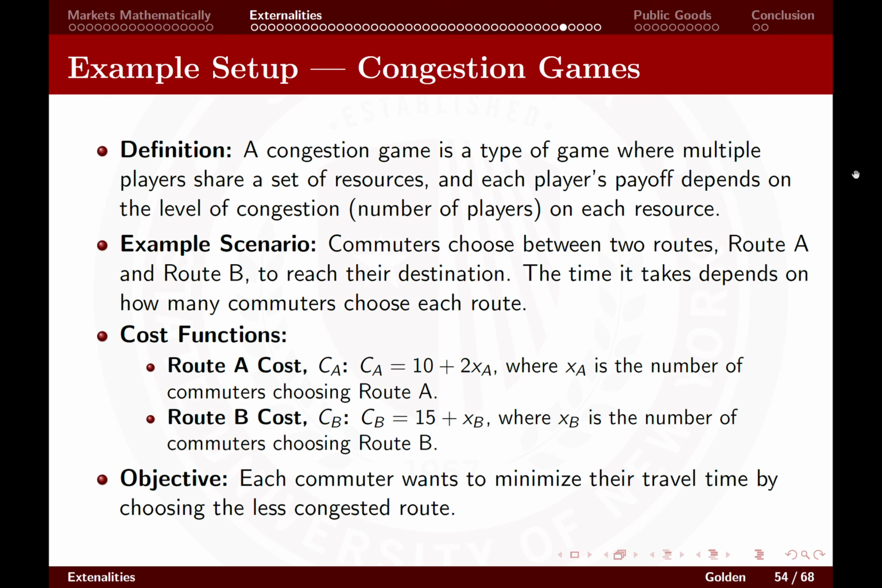Congestion game is a type of game where multiple players share a set of resources, and each player's payoff depends on the level of congestion on each resource. So think about two commuters choosing between two routes, or many commuters choosing between two routes, route A and route B, to reach their destination. Depending on how many commuters choose each route, the commute times can either be longer or shorter.